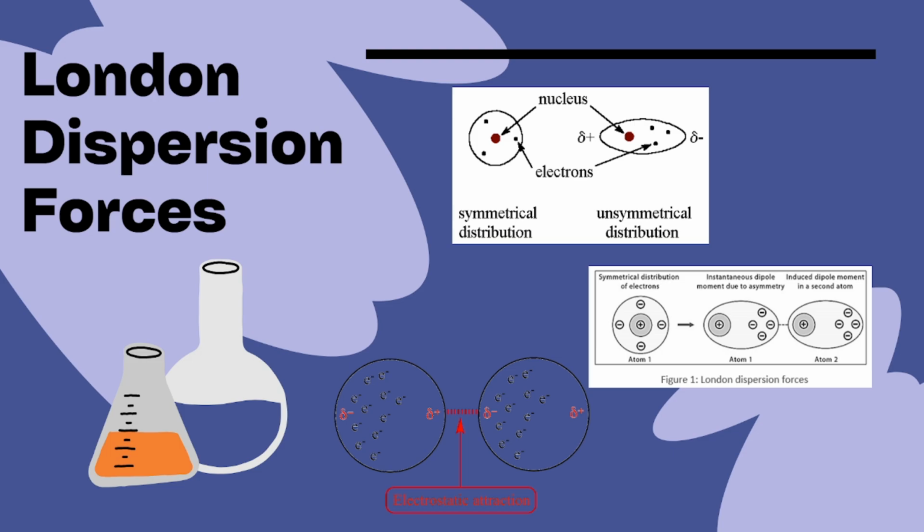Unlike hydrogen bonding, which can only occur between hydrogen, nitrogen, oxygen, and fluorine, or dipole-dipole attraction, which can only occur between polar molecules, London dispersion forces affect all types of matter simply because electrons are always moving.